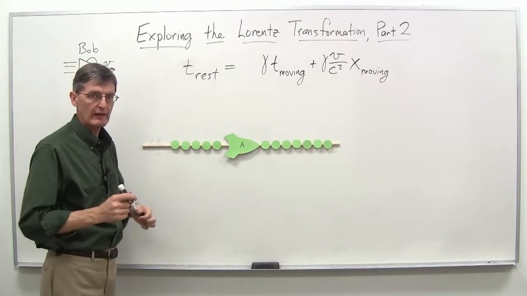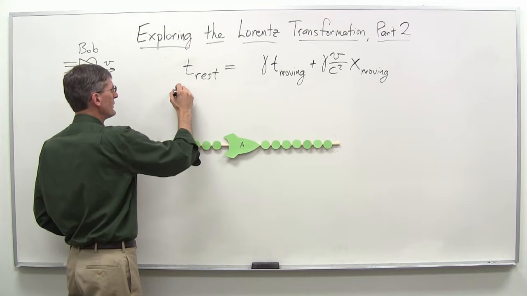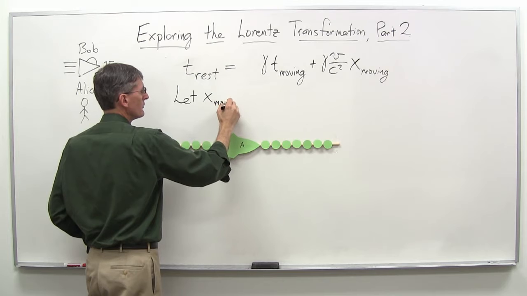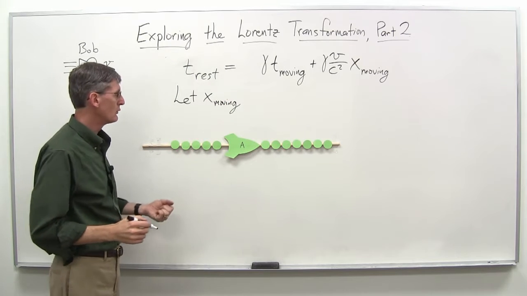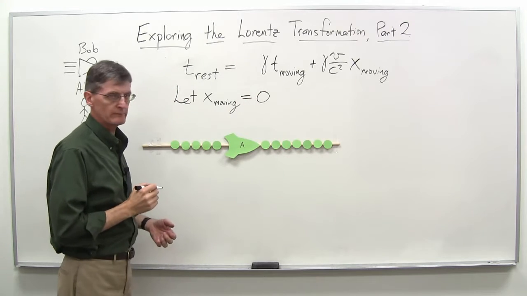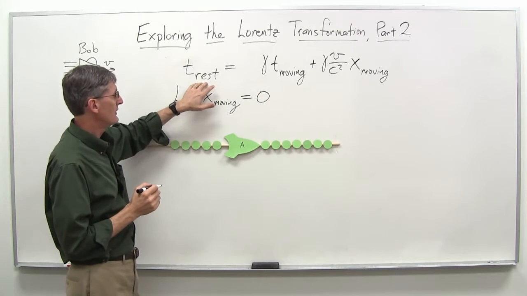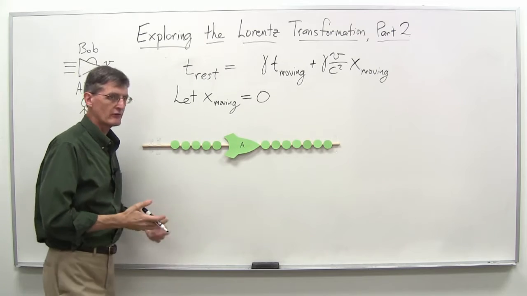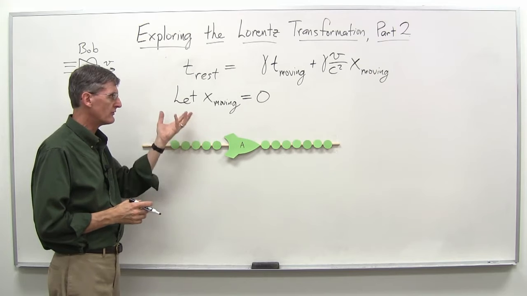So just as we did with the last equation, let's explore this a little bit. Let's just let x moving, in other words, Bob's measurement of some event in the moving frame, equal 0. Very simple. And then, of course, this term becomes 0, and we're left with t in the rest frame equals gamma times t in the moving frame, which should remind us of the time dilation equation, because that's exactly what it is. Does this make sense?